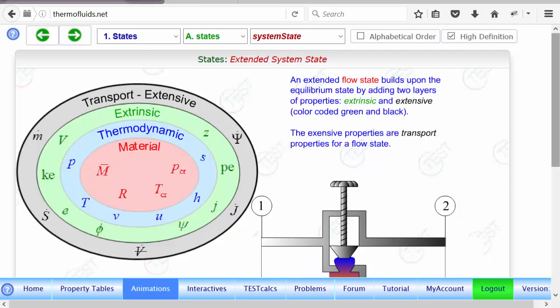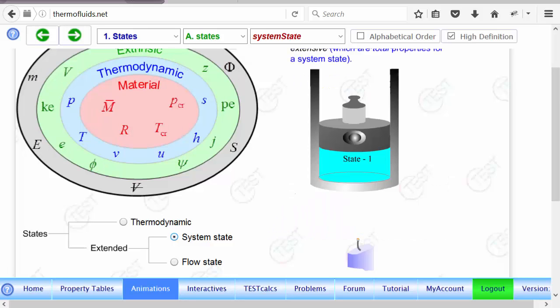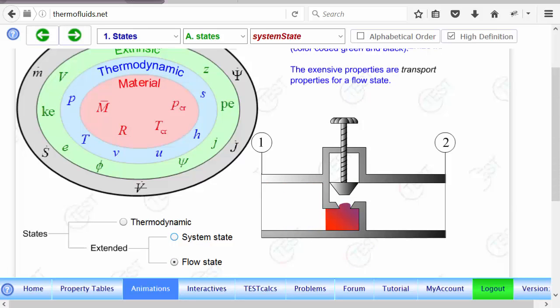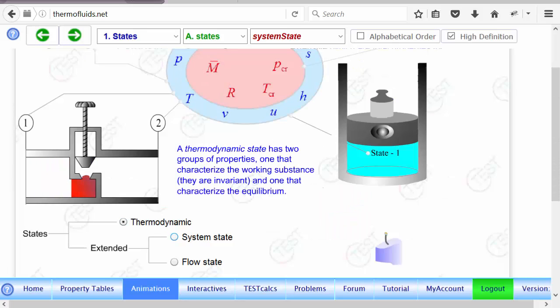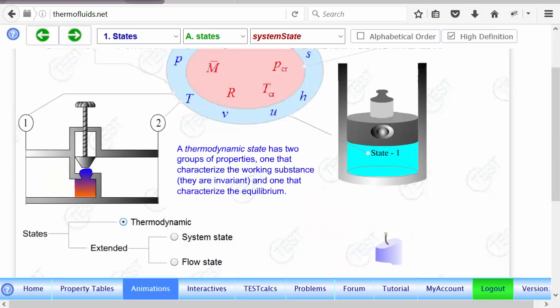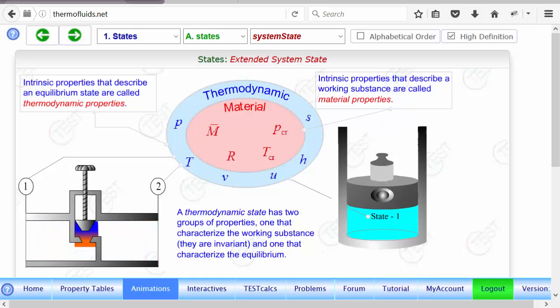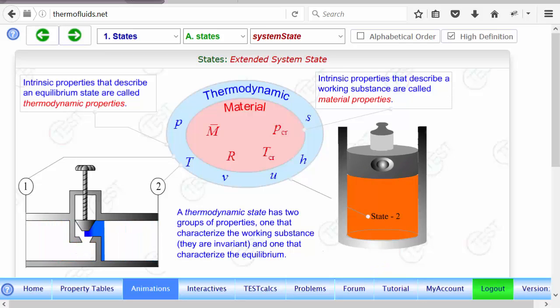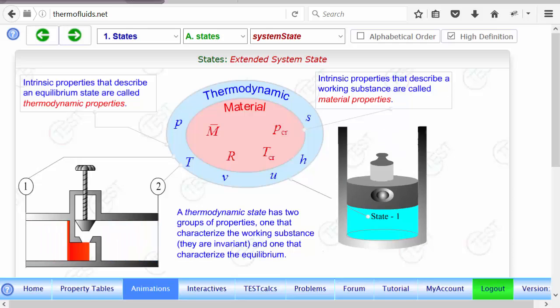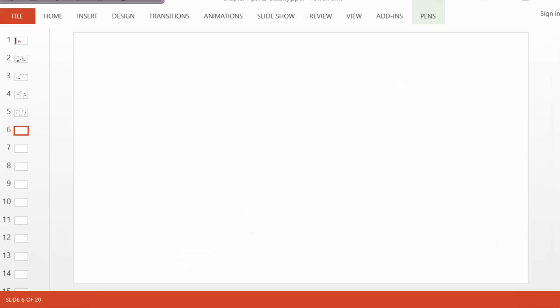So this particular animation classifies properties pretty well. We have already talked about system state, and this is flow state. Thermodynamic properties are independent of whether you're talking about a system state or flow state. If you go to thermodynamic state, you will find these are basically material and thermodynamic properties that describe the equilibrium for both flow state and system state. Before we finish, let me talk about a couple more properties, and we'll be done with all the theory we ever need to understand a system or a flow.